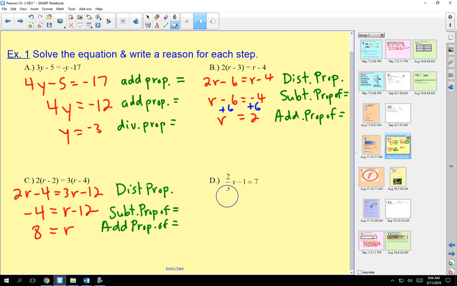Does anybody have an idea of what you might want to do first? Yeah, I would take care of that first. Add the 1 first. It's probably safer. So we can add 1. So we got 2/3 x equals 8, and that is the addition property. It's because we're adding 1 to get rid of the -1 here. Okay. So addition property.